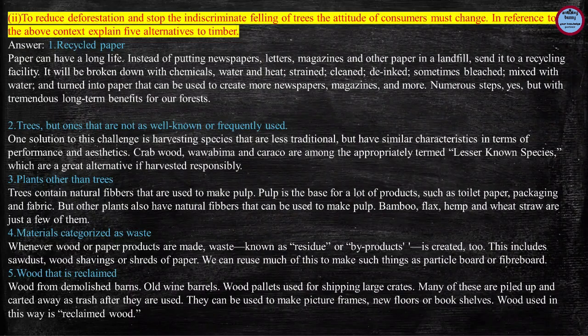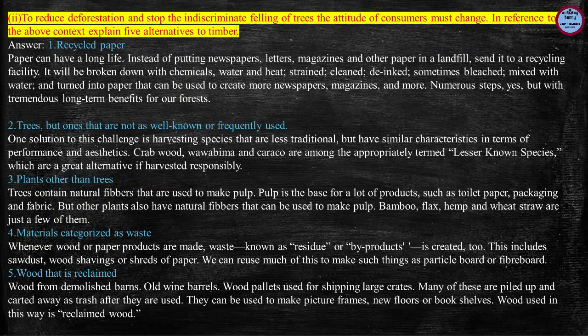Next question is, to reduce deforestation and stop the indiscriminate felling of trees, the attitude of consumers must change. In reference to the above context, explain the 5 alternatives to timber. So, the first alternative is recycled paper, because paper can have a long life. Instead of putting newspapers, letters, magazines and other paper in landfill, send it to a recycling factory.